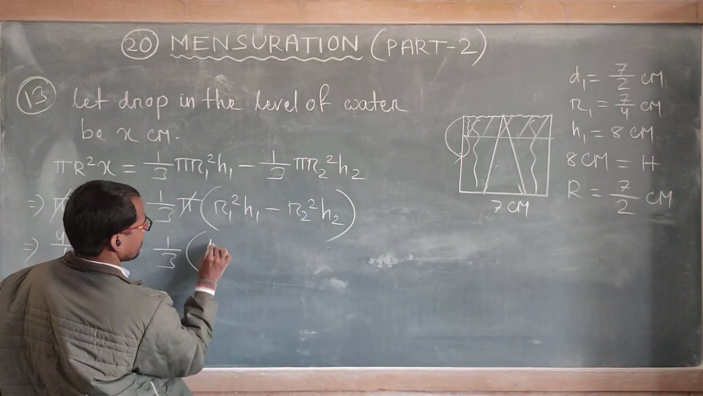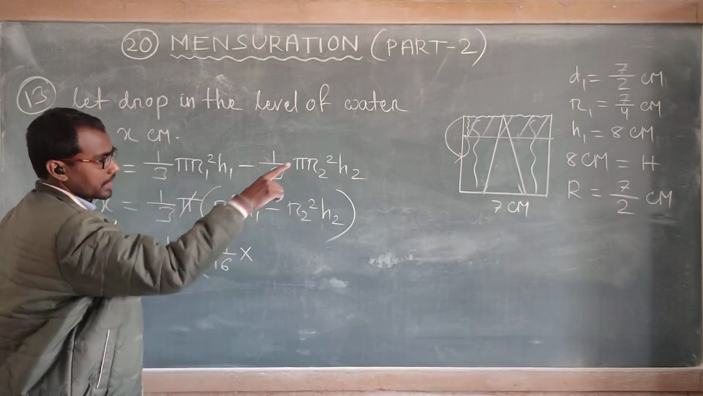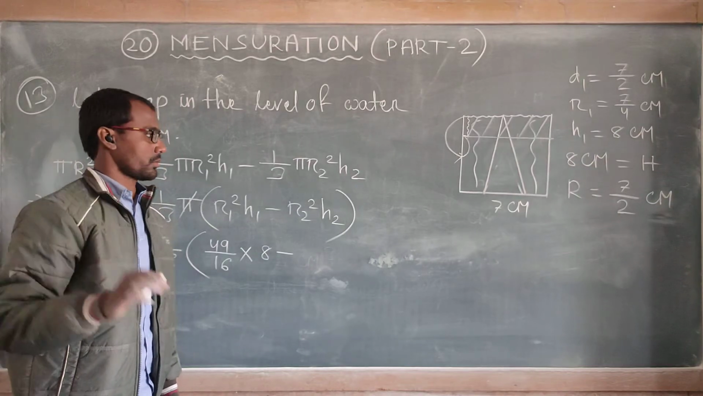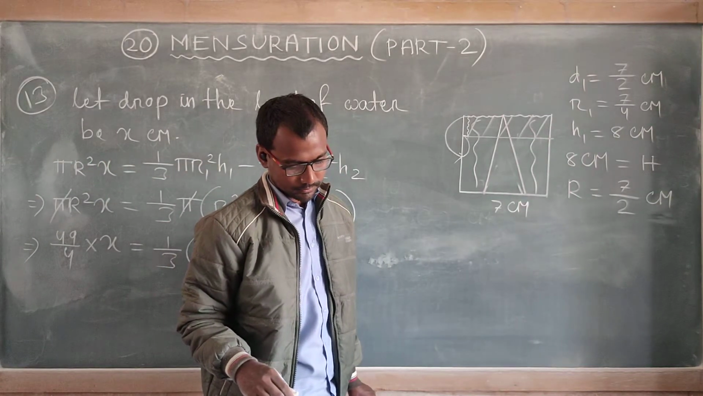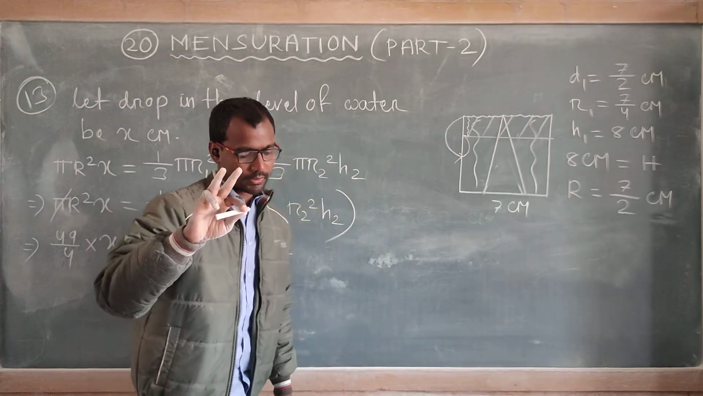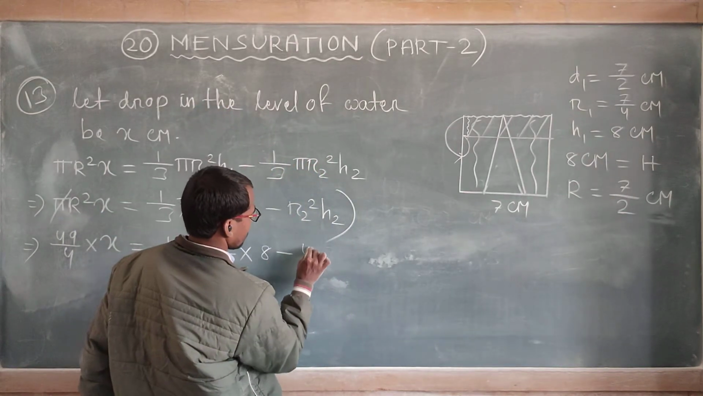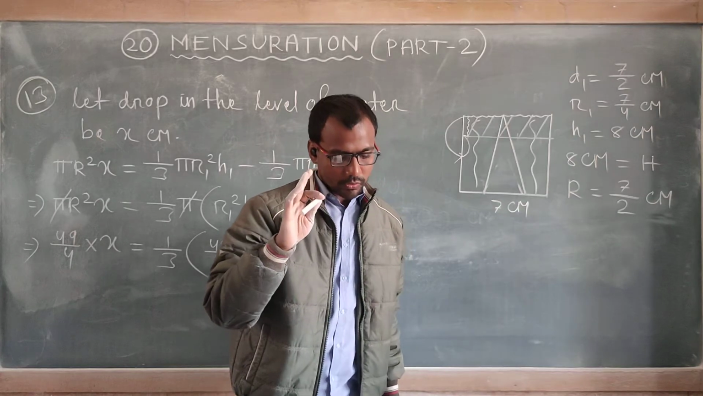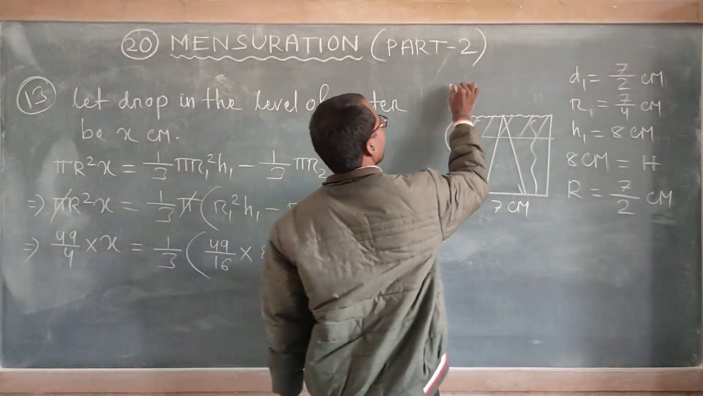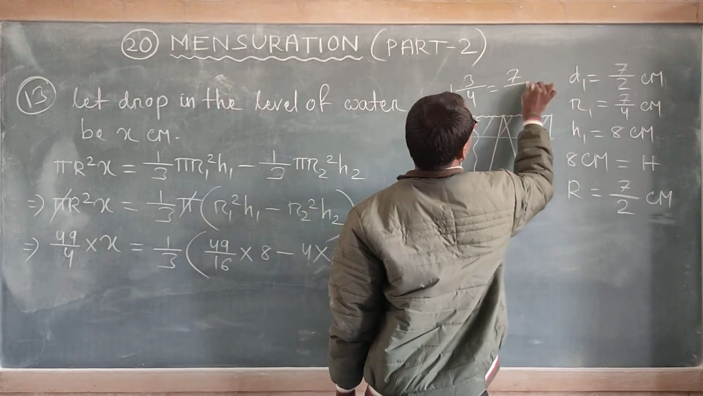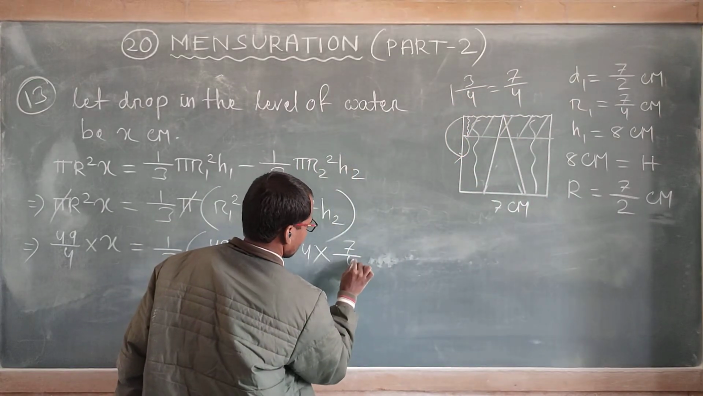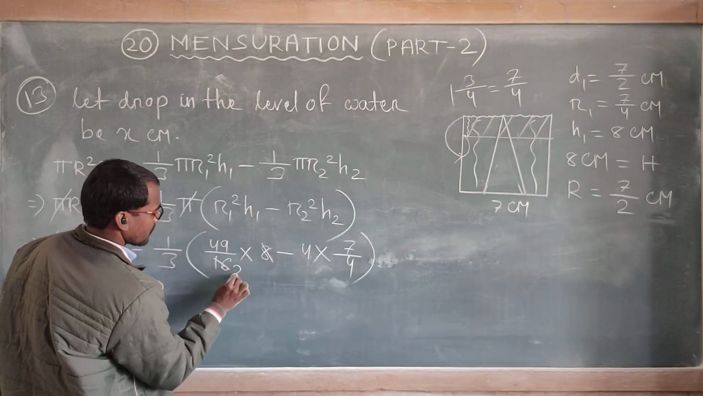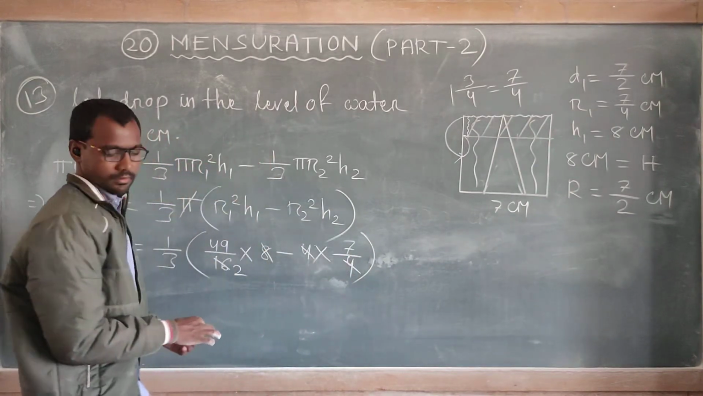So 7 by 4 whole square is 49 by 16. H1 is 8. Next, r2 and h2, meaning the radius and height of the second cone. The radius of the second cone is given as 2 cm. 2 square is 4. The height of the second cone is given as 1 whole 3 by 4 cm, which means 7 by 4. So the height is 7 by 4. Ready? So let's simplify this. 8, 2 are 16, 4, 4 cancel.